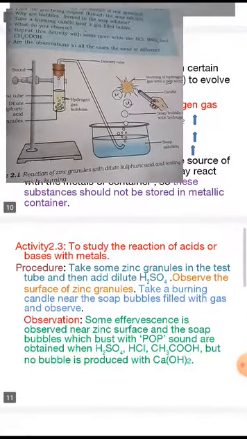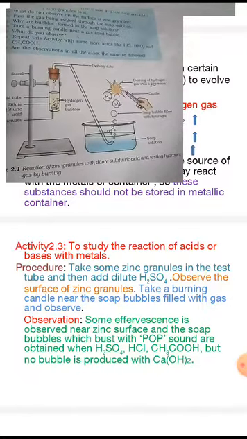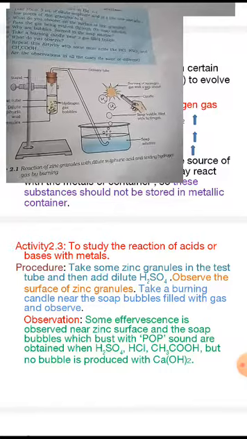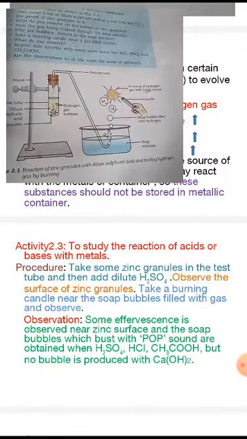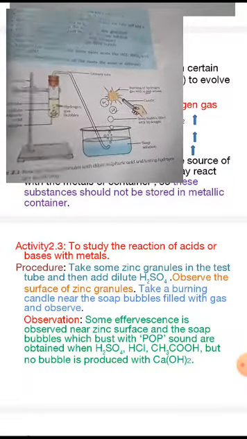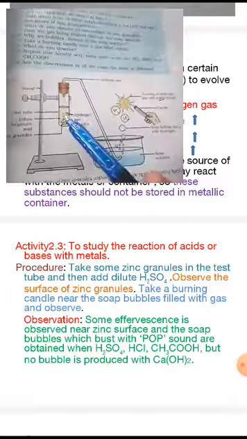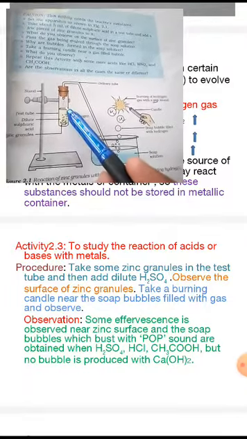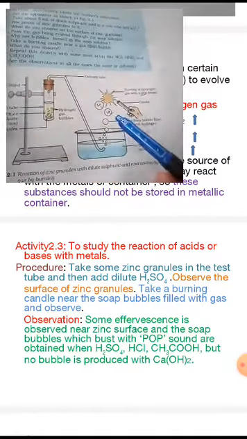Okay, I will say the procedure. Take some zinc granules in the test tube and then add dilute sulfuric acid. Observe the surface of the zinc granules. Take a burning candle near the soap bubbles filled with gas and observe. What are we observing? We observe that some effervescence is seen near the zinc surface. That means some gas is evolved, and the soap bubbles burst with a pop sound.